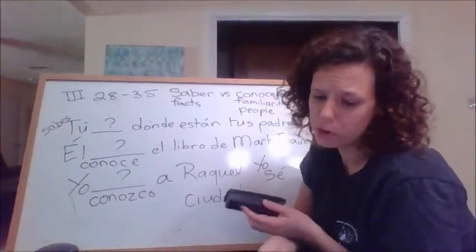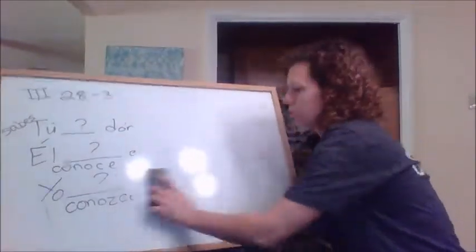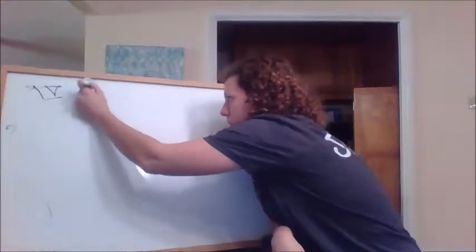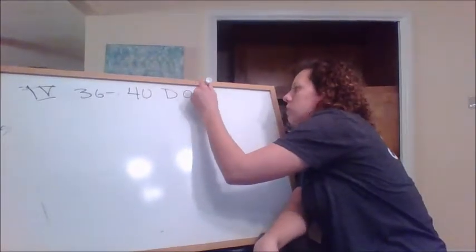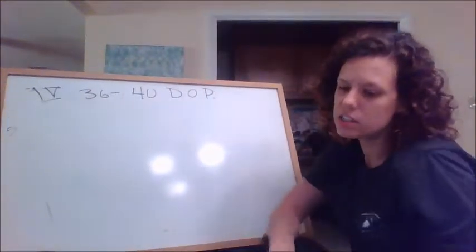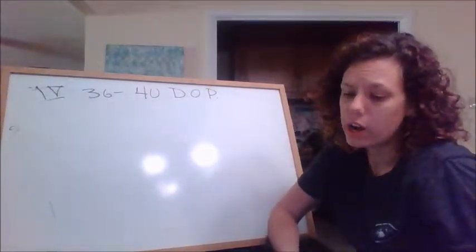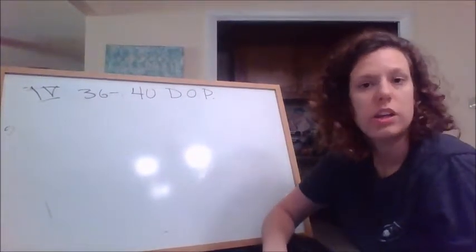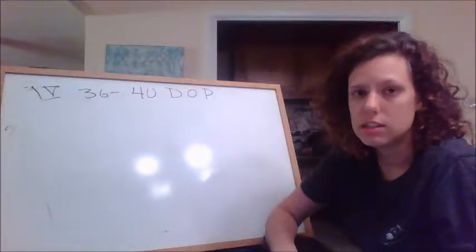Okay. Part 4 is direct object pronouns, 36 to 40. The directions say, rewrite the following sentences and replace the direct object, which is underlined, with the correct direct object pronoun. Now, make sure that you're paying attention to not only how to replace the direct object with the pronoun, but also where to put the pronoun in the sentence.